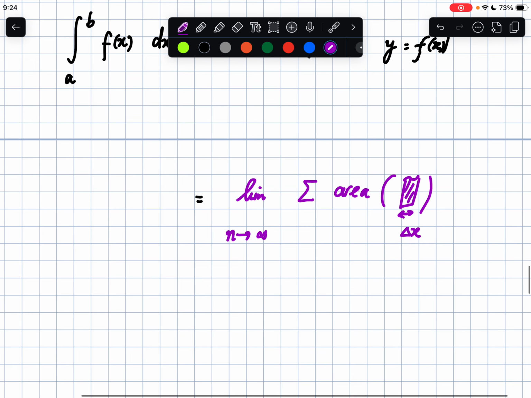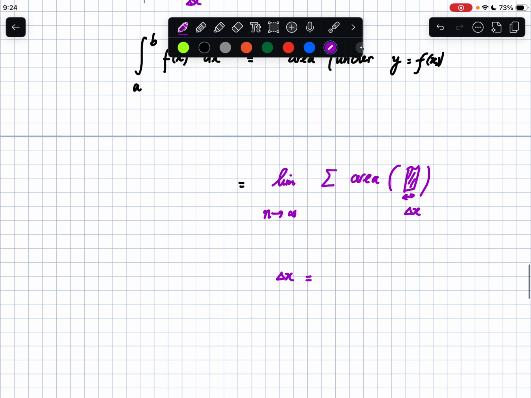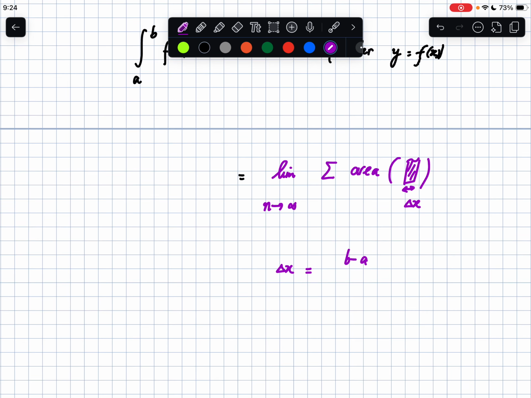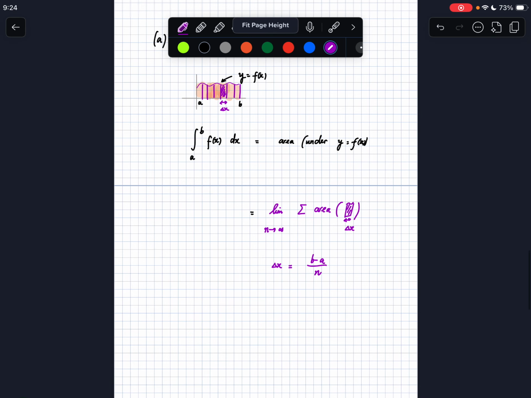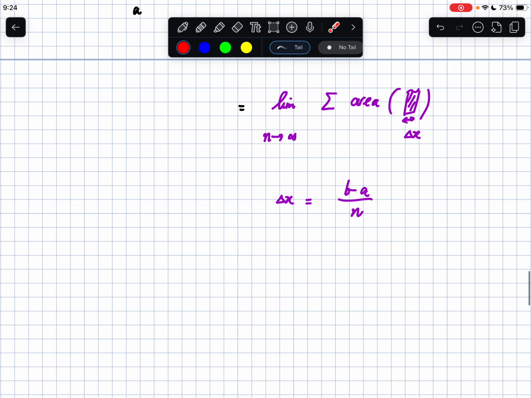The width delta x, the width of each rectangle, is b minus a over n, because we have n of them. The area of each rectangle is the width times the height, delta x times f of x. Area of one rectangle is delta x multiplied by f of x.